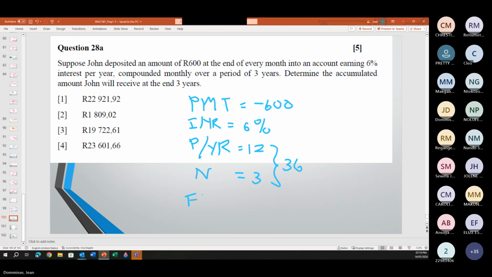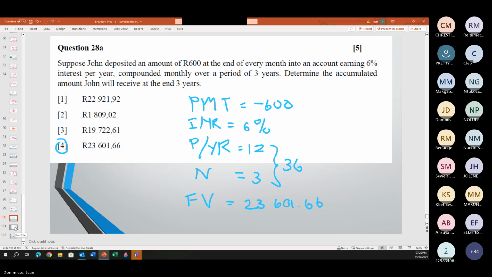So we want to get the future value. So 600 Rand PMT, 6% interest per year. Now it is 12 times a year because it is monthly, for 3 years. So it is 36 periods. And then your future value is 23,601.66, which is option 4. Okay, so you could have also used the formula if you wanted to put everything in.